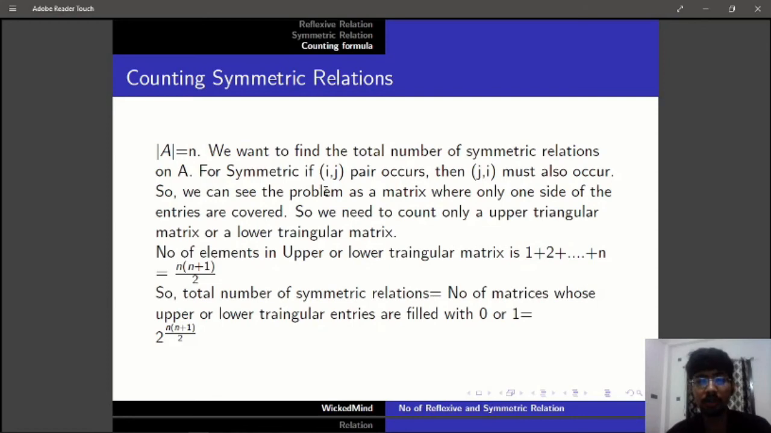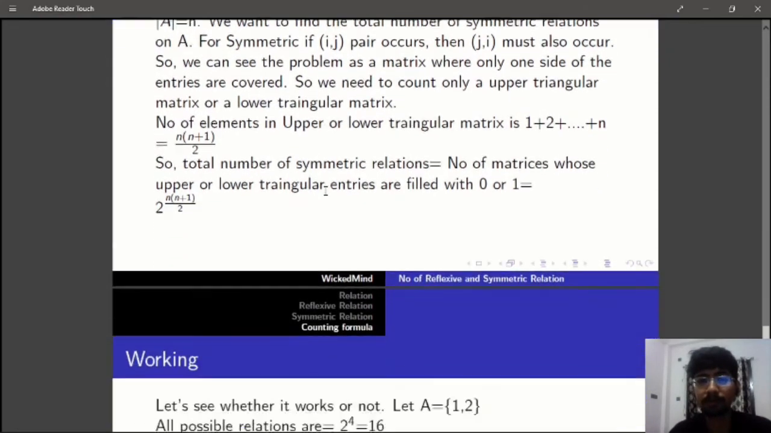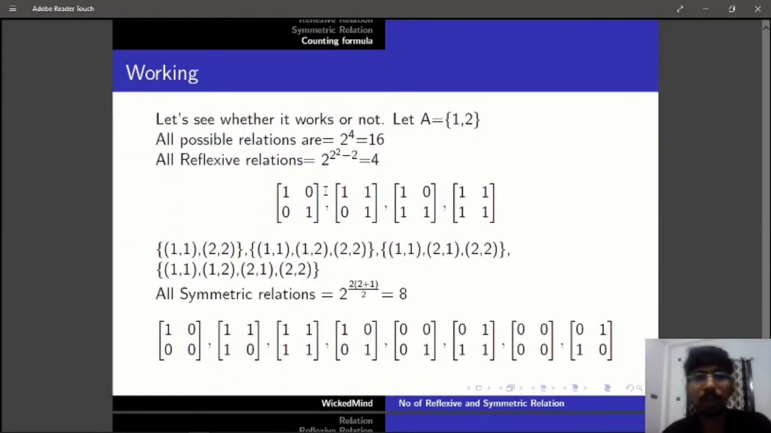Okay, let us see an example so that the concept is cleared. Let us see whether it works or not. Obviously, if I consider A equal to {1, 2, 3}, it will be difficult. That is why I am considering A equals {1, 2}. Then all possible relations will be 2 to the power 4 equals 16. Obviously we won't list all the relations, it would be 16 elements. So I will just find the total number of reflexive and symmetric relations.